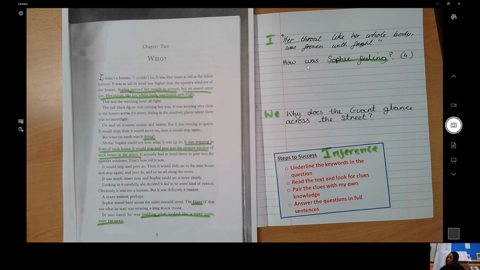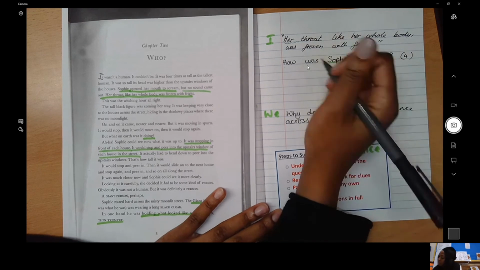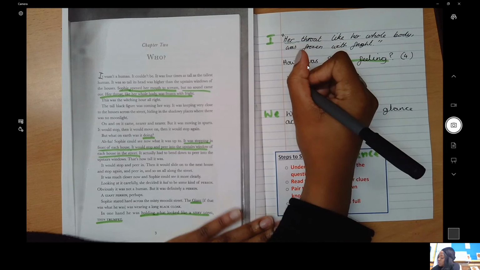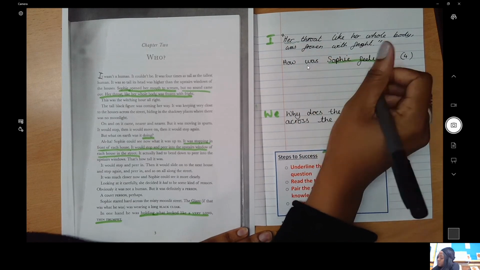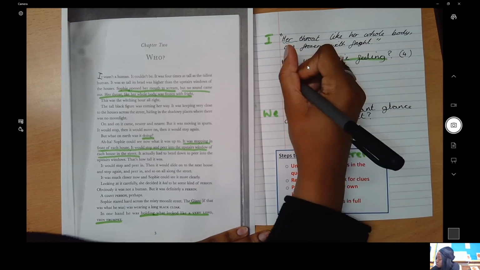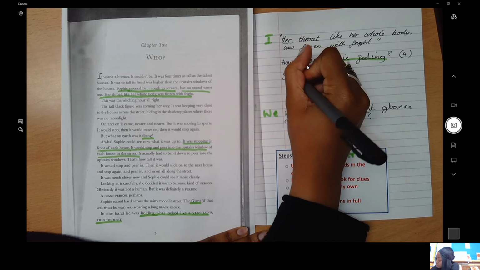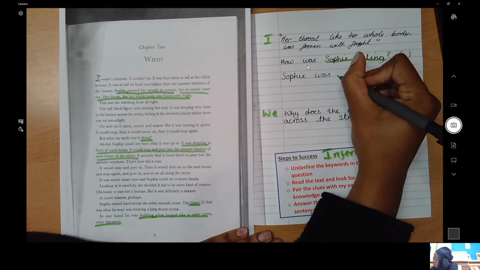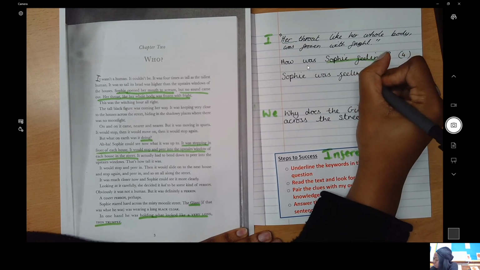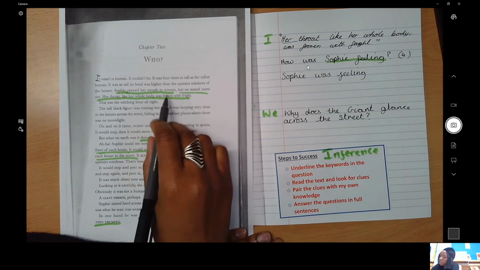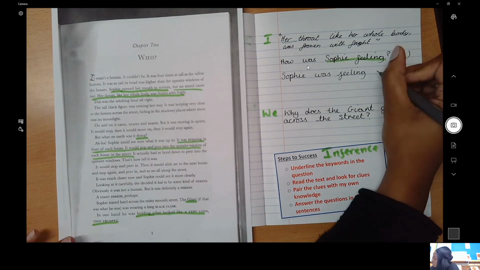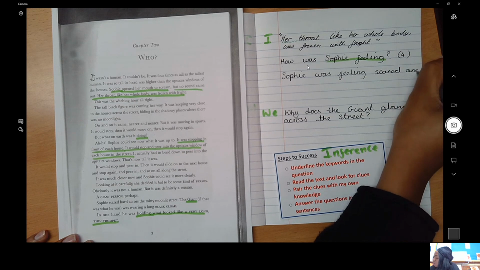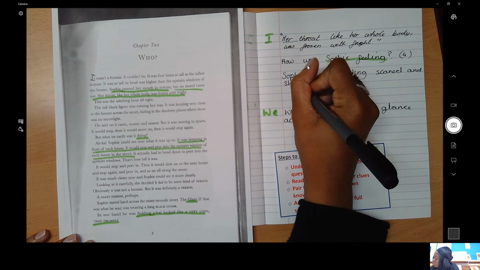So now it says, how was Sophie feeling? I'm going to answer my question in a full sentence. I'm going to use the same words in the question. How was Sophie feeling? Sophie was feeling. So that's how I'm going to start it. Sophie, neat joined up handwriting, was feeling, and remember what we said, how does she feel if she's screaming? Sophie was feeling scared, and I'm going to put and shocked.